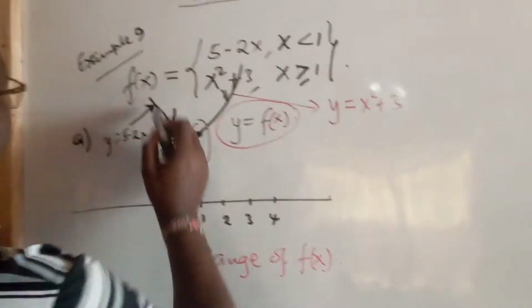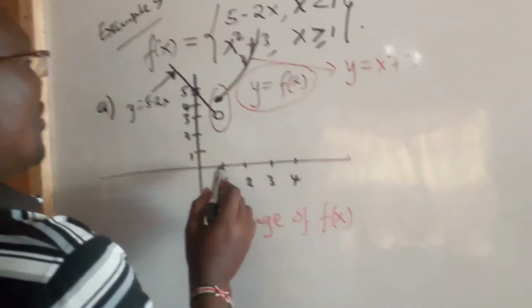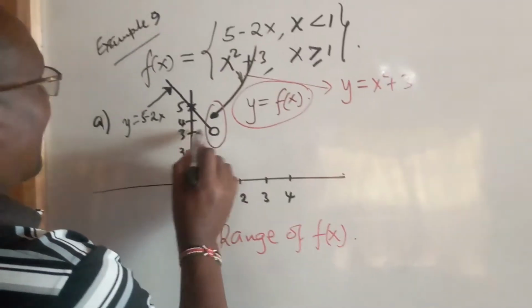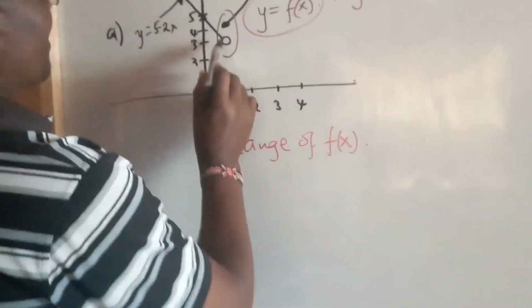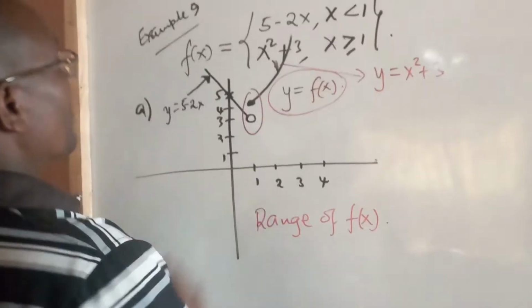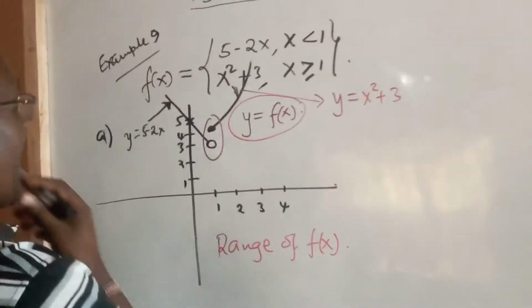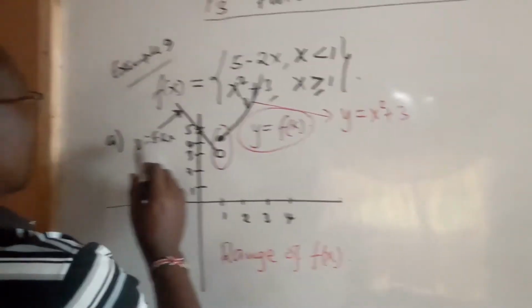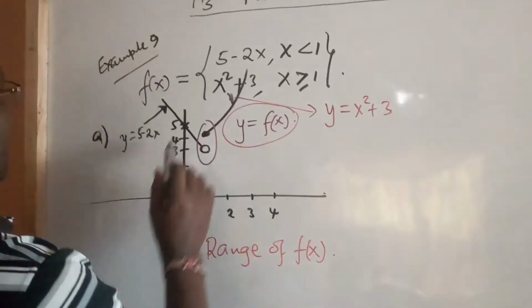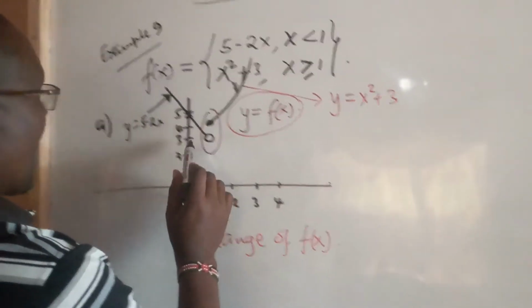Because as far as the linear graph is concerned, we have the range, not 3, but something greater than 3, because 3 itself is not included. You can see we have not shaded that point. But for the quadratic function, the range starts from 4 increasing. This other graph, the linear graph, the range starts from something greater than 3 and increasing.